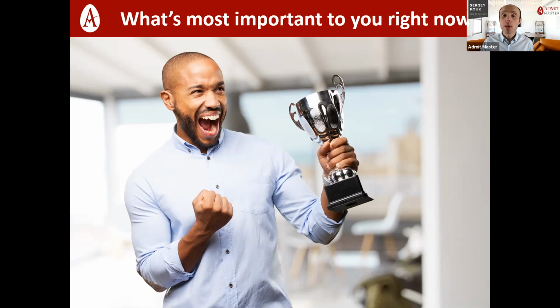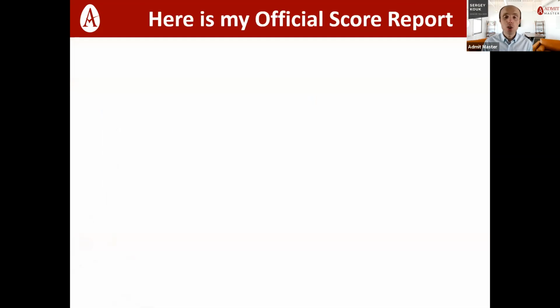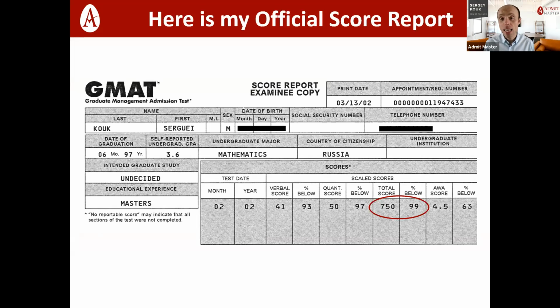But if you've heard of anybody walking to a test center, just getting a good score with minimal preparation, then probably these stories are true. In fact, I'm a testament to that story. This is my official score report. Studied for about 2 weeks. I literally just did a couple practice tests. Didn't really prepare, just familiarized myself with the types of questions. Got to the test center, did my first attempt and scored 99%.